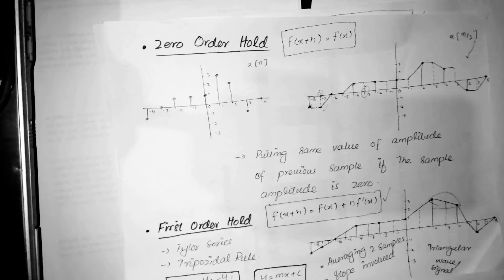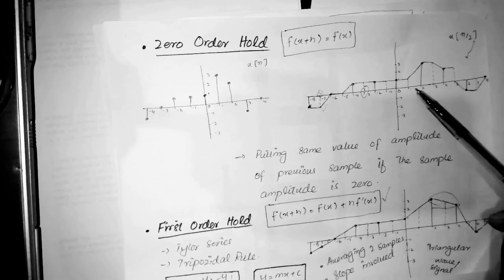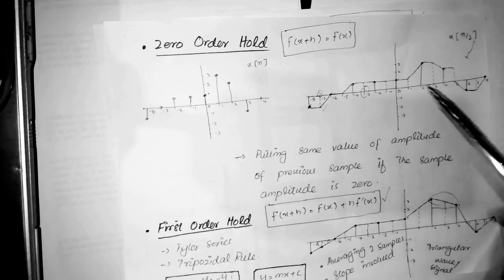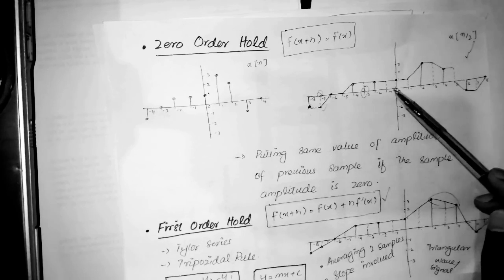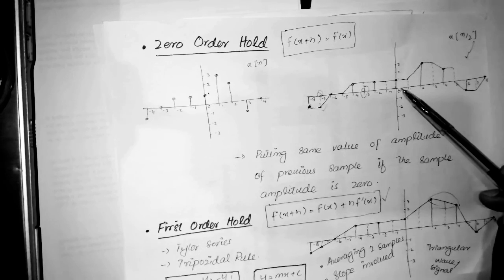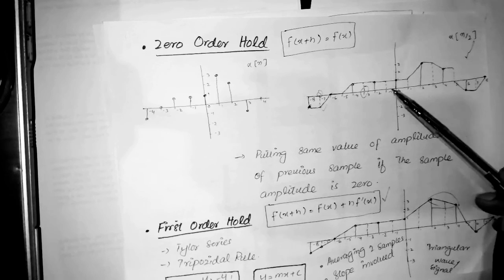First operation is called zero order hold. In zero order hold, we put the value of the amplitude from the previous sample if the amplitude is 0. It means that if we have no value of the signal at the instant -1, we will use the same value as the previous sample, which is 0 at -1.